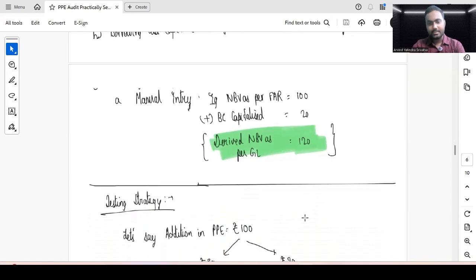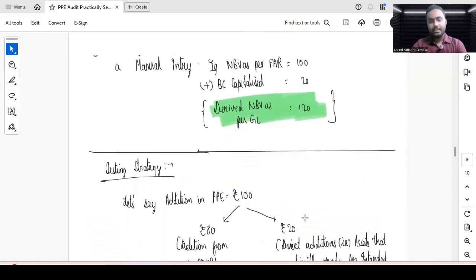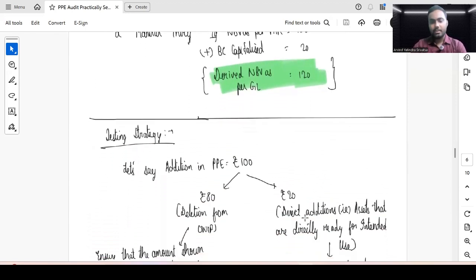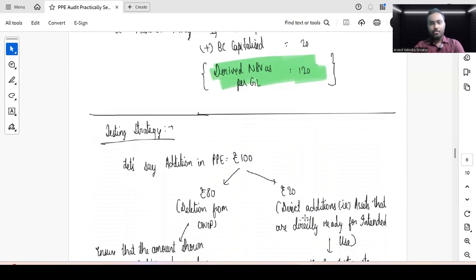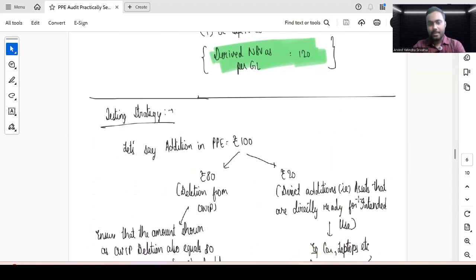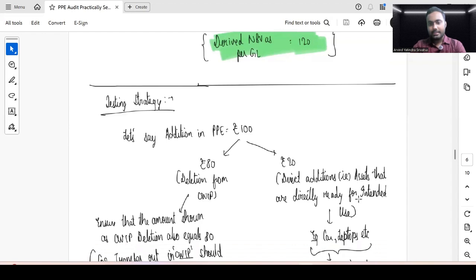Next, testing strategy. Let's say there is an addition in PP amounting to rupees 100. So many of you would be saying this should perfectly match with the CWIP deletion, right? Guys, you're partially right, not completely right. I'll tell you why. Let's say the addition in PP is 100. Let's say this is bifurcated into two parts, 80 and 20. Let's say there is a deletion from CWIP amounting to 80. Let's say there is another 20.